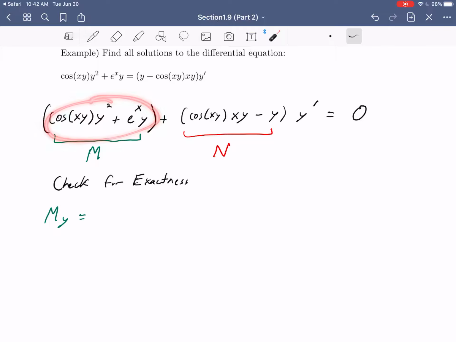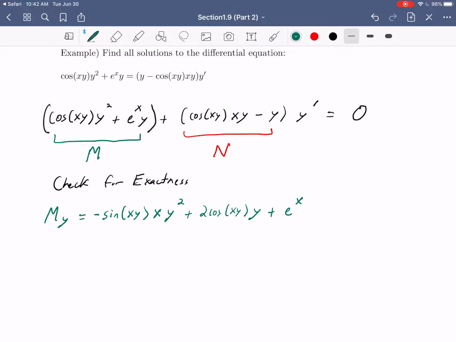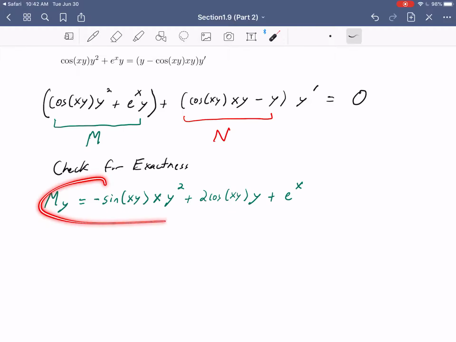We have to differentiate this with respect to y. This in here is initially a product rule. The derivative of that cosine is going to be negative sine of xy. The derivative of the inside with respect to y is x, and then y squared. Then we differentiate the y squared, so we get 2 cosine xy, and then y. And then we differentiate the last component and just get an e to the x there. So there's our M sub y.